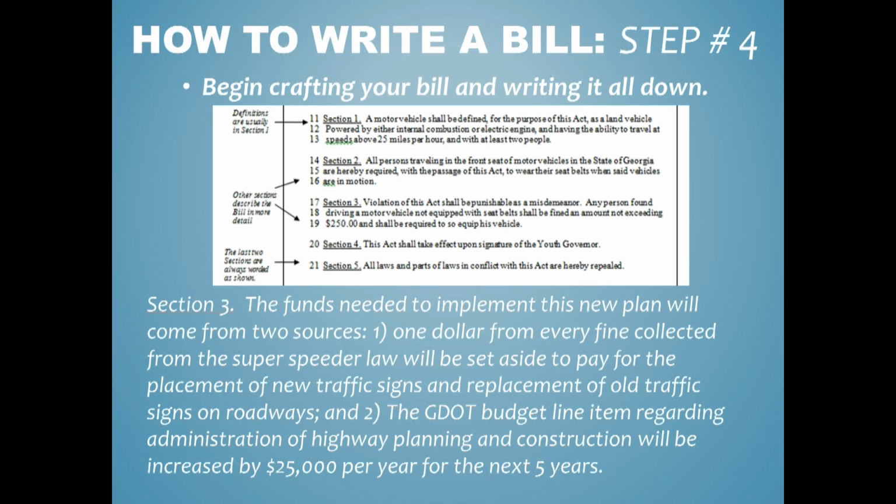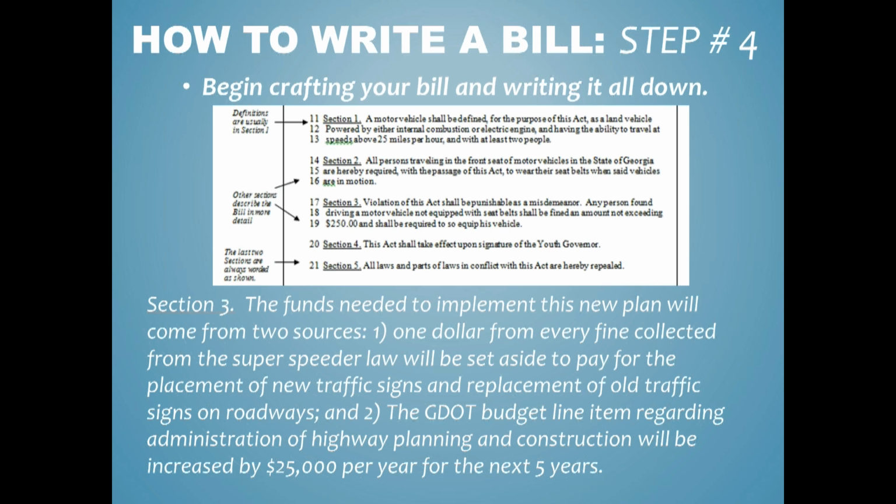The next part is Section 3. Again, here we're just putting more information to support the idea behind our proposal. And I had mentioned that you may also always want to be prepared to explain, if your bill is going to cost money to the state budget, how you're going to come up with the resources to pay for the new bill. So what we've listed here in Section 3, the funds needed to implement this new plan will come from two sources.